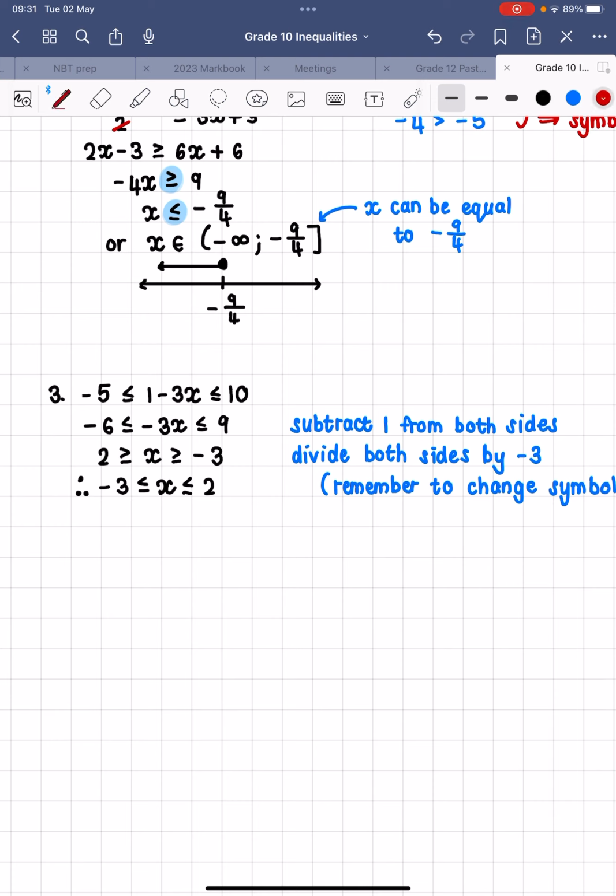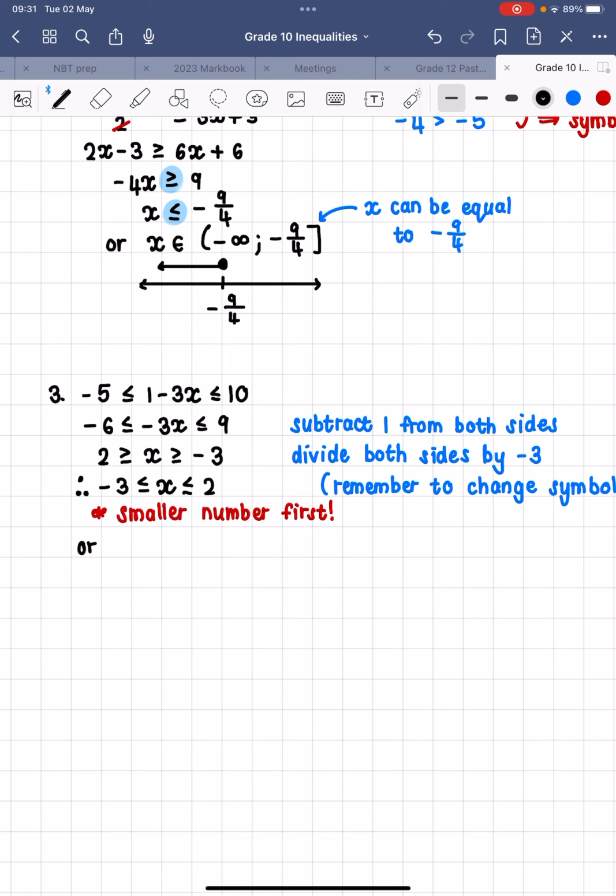I'm just going to write here underneath: smaller number first. Okay, very important. You're going to lose a mark if you don't do that in a test or exam. You always have to put the smaller number first.